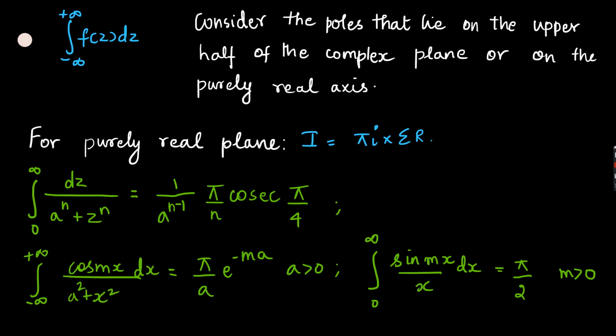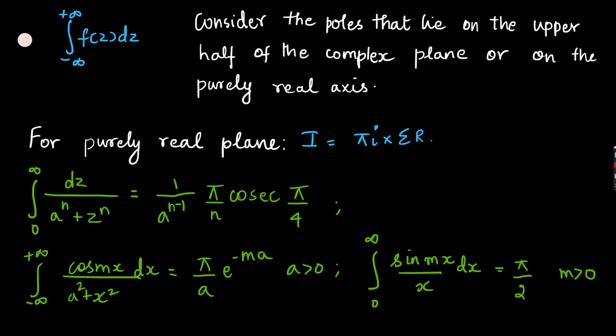And next is the integral from minus infinity to plus infinity. It is also the basic step, but here we are going to consider only the poles that lie on the upper half of the plane. The pole should be lying on the upper half of the plane. So if your poles are z equal to plus i and minus i, then obviously z equal to plus i lies on the upper half of the complex plane and minus i lies on the lower half. So you are not going to consider the lower half. You are going to say that z equal to i is within the contour.